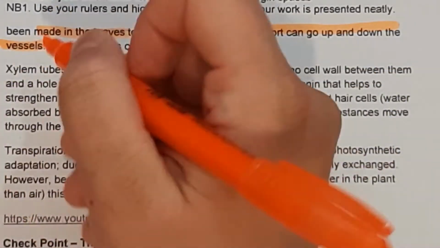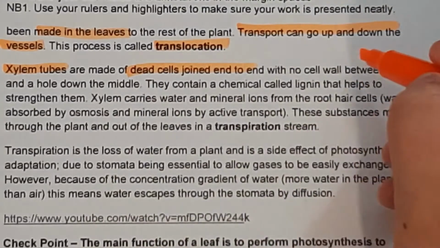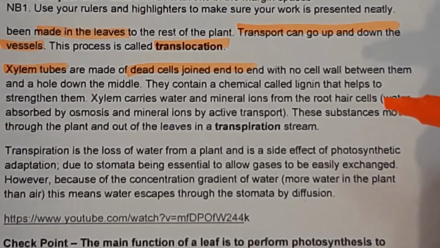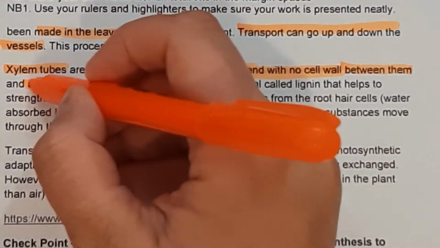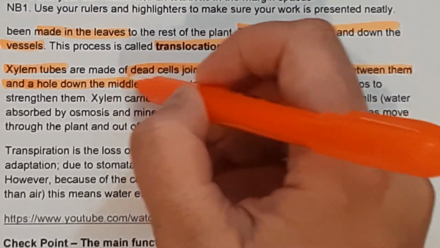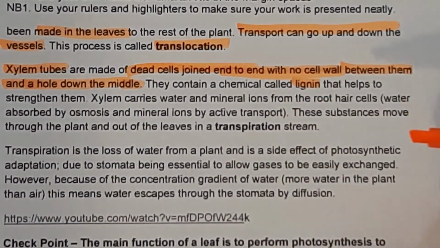Xylem tubes are made of dead cells joined end to end with no cell wall between them. So there's a cell wall between the phloem tubes, but not between the xylem tubes. And they have a hole down the middle. They contain a chemical called lignin that helps to strengthen them.